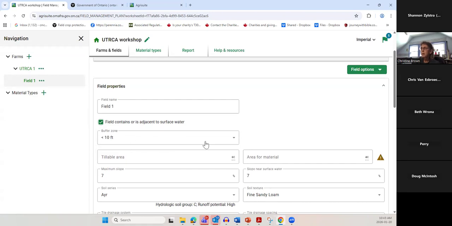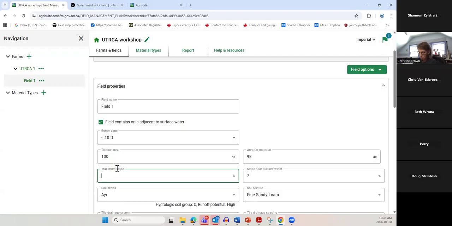And then it gives me a reference for leaving a buffer zone. So that's going to affect how many acres I have for putting manure on. Let's say that farm is 100 acres, just for easy math, and that I have about 98 acres available for manure. Maximum slopes. The most important slope is the slope that's going towards the watercourse.